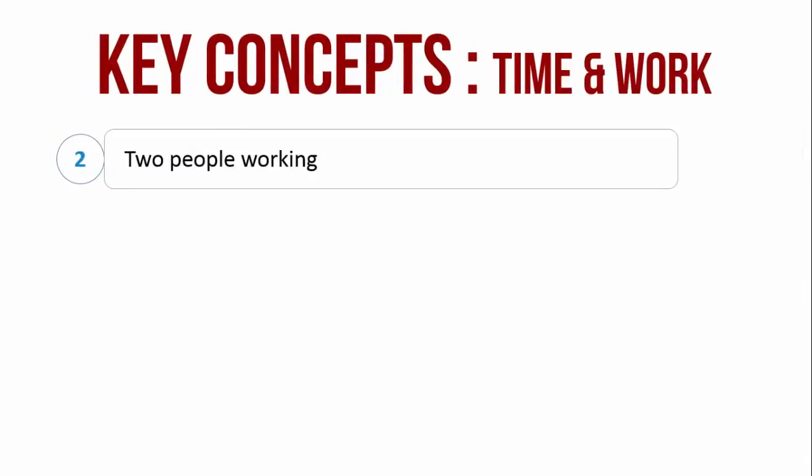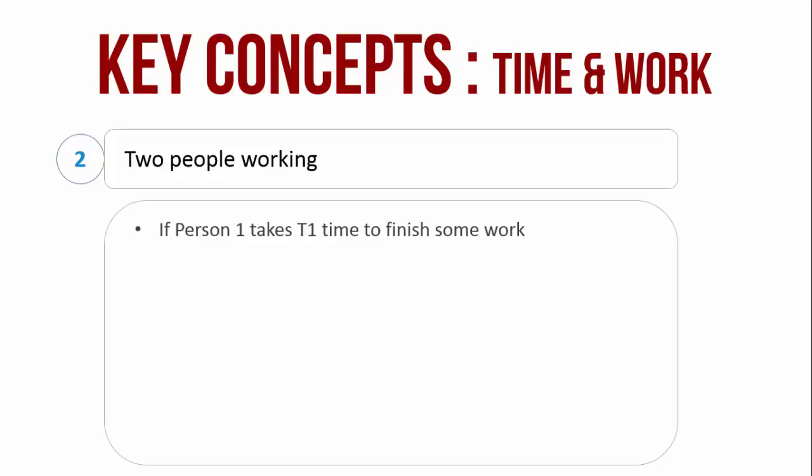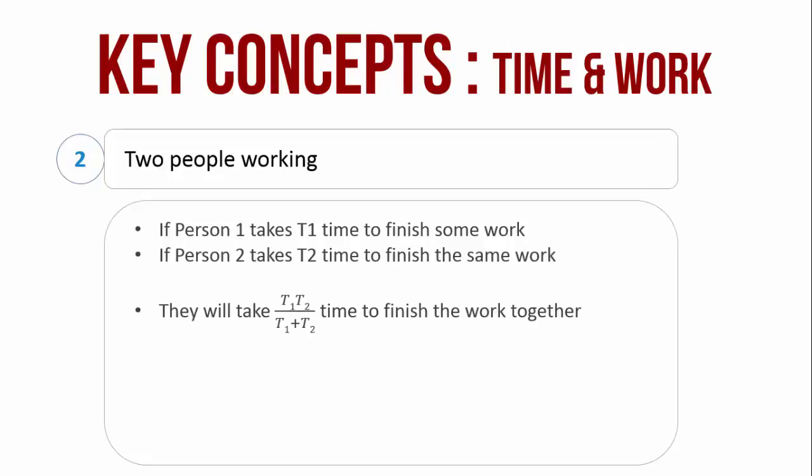The second key concept is if there are 2 people working. Now if there are more people working on the same task, the work shall get over faster. It is logical. If person 1 takes t1 time to finish some work and person 2 takes time t2 to finish that work, if they both are working together, they shall take t1 t2 divided by t1 plus t2 time to finish the work together.